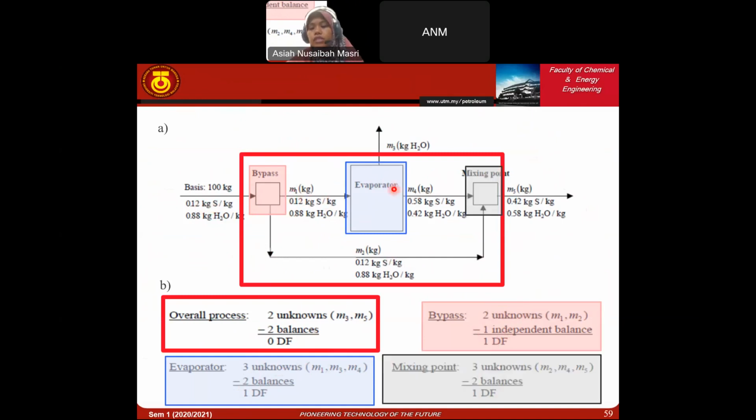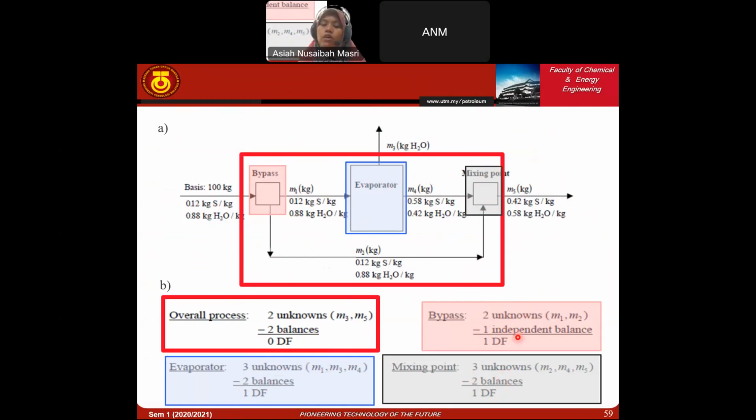Okay. Lastly is our mixing point. At the mixing point, we have 2 inputs, M4 and also M2. We have 1 output, which is M5. So we have 3 unknowns, M2, M4, M5. How many balances? We have 2 balances because we have 2 materials. So 3 minus 2, 1 degree of freedom.